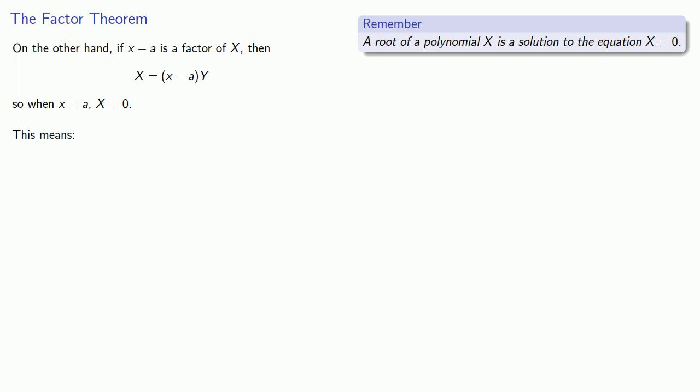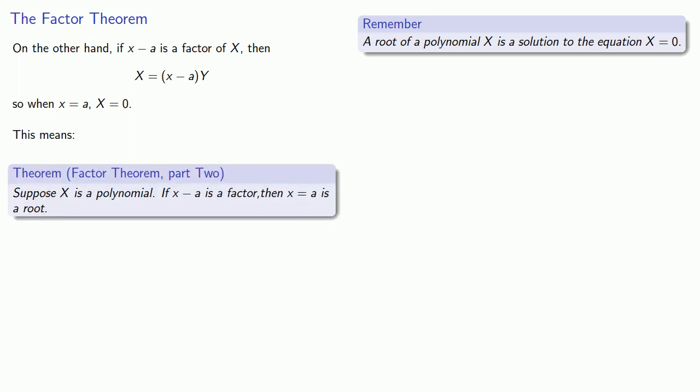And so this gives us the second half of the factor theorem. Suppose we have a polynomial. If x minus a is a factor, then x equals a is a root. Now in mathematics, a theorem is anything that has a proof. So we'll prove the factor theorem. Actually, we just did. Let's think on this a little bit more.